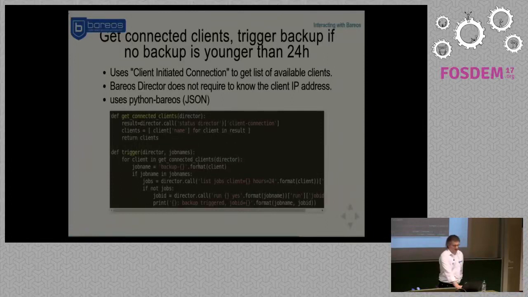You guess a job name associated with the client. So if your client is called client1, you look for a job backup-client1. If this job exists, you check whether there is a job for this client in the last 24 hours. If there's no job for this client, then you just execute run with the job name, confirm it, and in result you get a job ID from the newly triggered job, and you can just print it out.